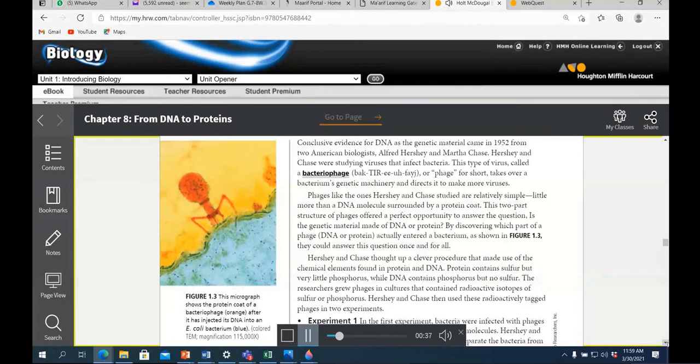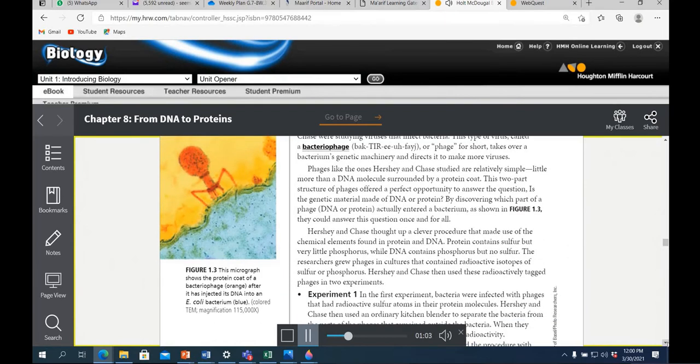Phages, like the ones Hershey and Chase studied, are relatively simple, little more than a DNA molecule surrounded by a protein coat. This 2-part structure of phages offered a perfect opportunity to answer the question, is the genetic material made of DNA or protein? By discovering which part of a phage, DNA or protein, actually entered a bacterium, as shown in figure 8.3, they could answer this question once and for all.